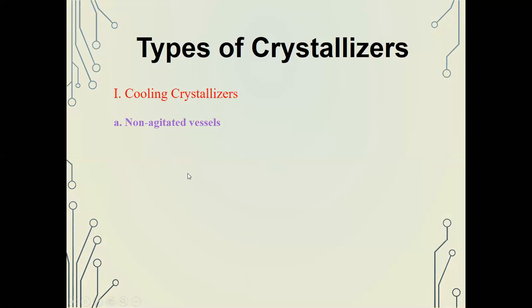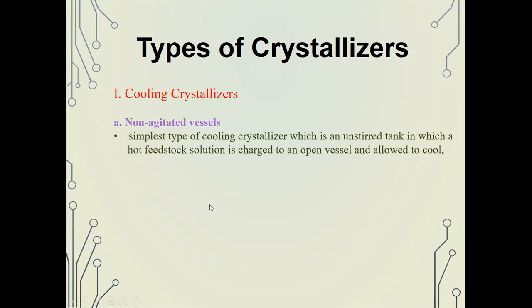So we go first to the cooling crystallizers. Cooling, meaning the process of crystallization, as implied in the name of the group, is through the process of cooling. So we have here the first type, the non-agitated vessels. The simplest type of cooling crystallizer is an unstirred tank in which a hot feedstock solution is charged to an open vessel and allowed to cool, often for several days by natural convection.